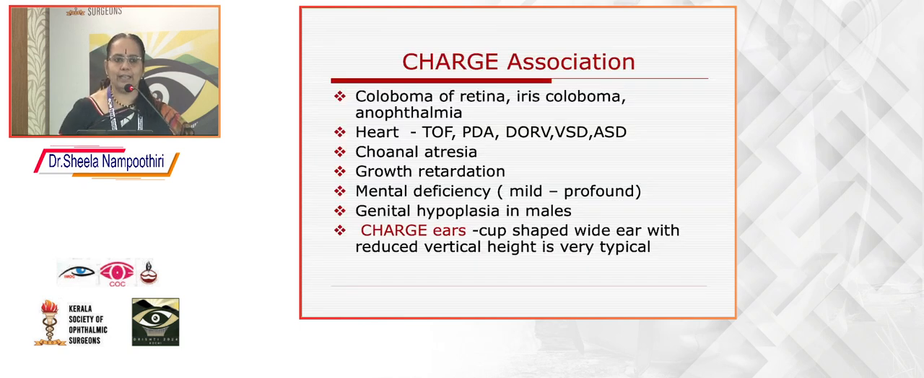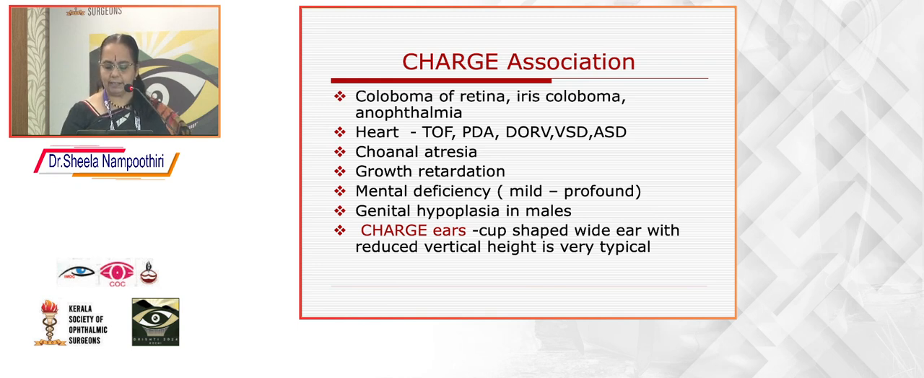So coming to the second scenario, CHARGE association, CHARGE syndrome. This is a condition where the patients will be presenting with coloboma of the retina or coloboma of the iris, and some patients can even present with anophthalmia. CHARGE is an acronym. So C is for coloboma, H is for heart anomalies, A is for choanal atresia, growth retardation, mental deficiency, and genital hypoplasia.